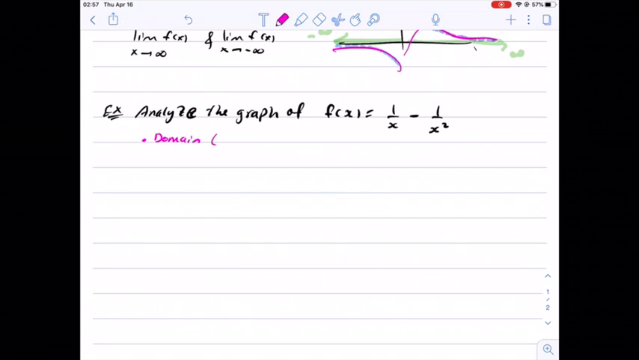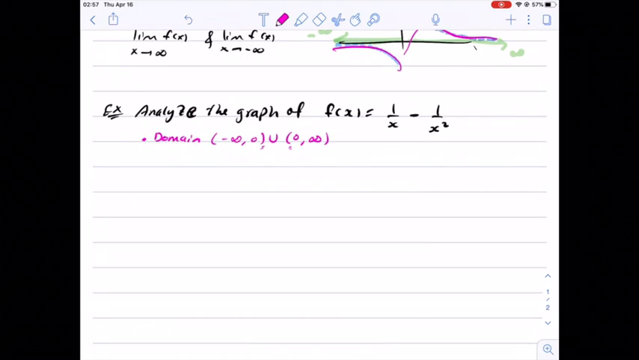So the domain here is everything except 0, because when x equals 0, the denominator is 0, and that means the function is undefined. That's a singularity of the function. So from negative infinity to 0 union 0 to infinity, and since it's open at 0, that means 0 is not included. So this is the domain.